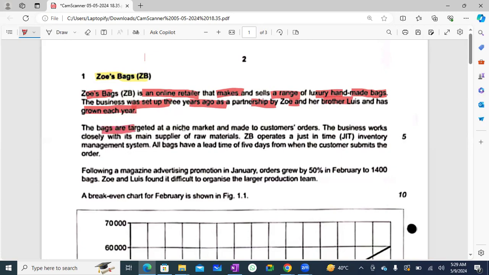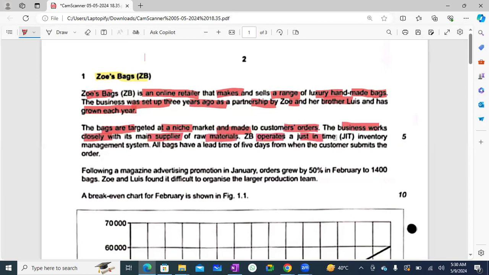So bags are targeted at a niche market and made to customers' order. So it means that customers may place orders on their websites, or maybe different online platforms, and then they make the bags according to the customers' needs. So we can easily say that yes, this is the main reason why this business is growing yearly. The business works closely with its main supplier of raw materials.